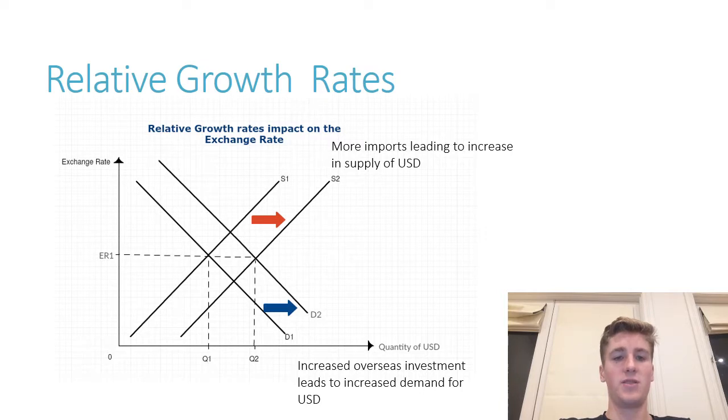If the level of demand and supply were both to increase at a constant rate, the value of the US dollar would remain consistent. However, if the supply increased in an amount higher than the increase in demand, the value of the US dollar would depreciate, and vice versa.